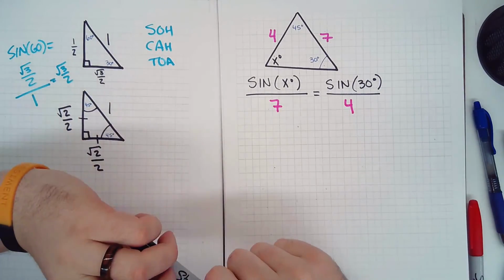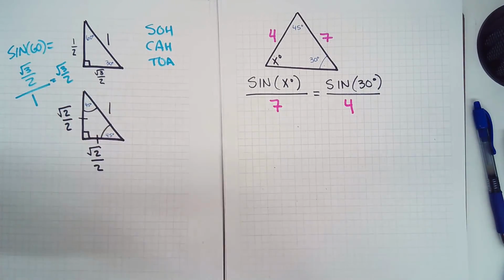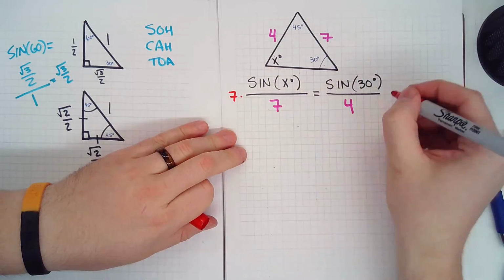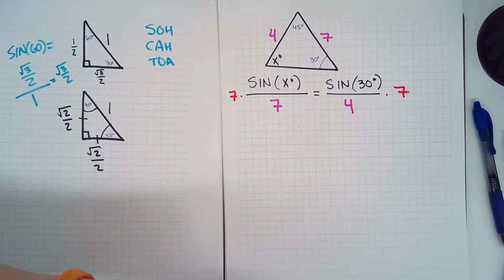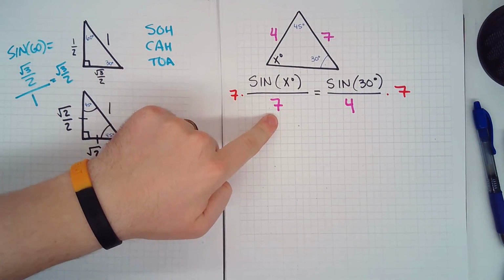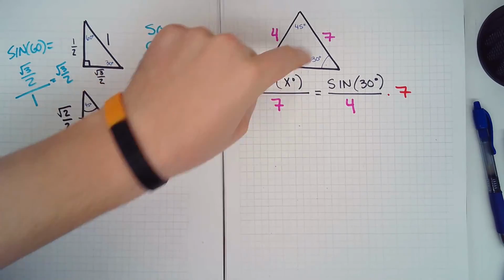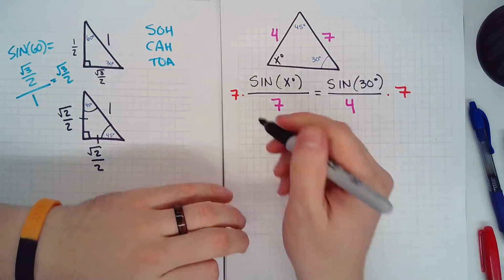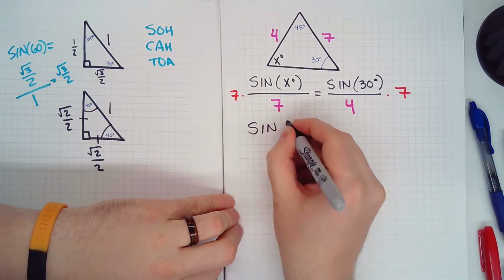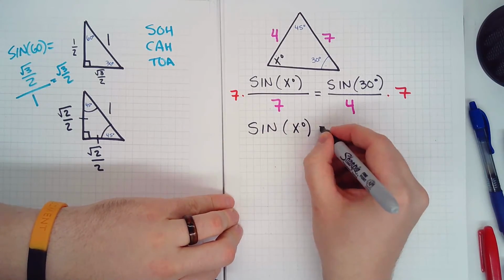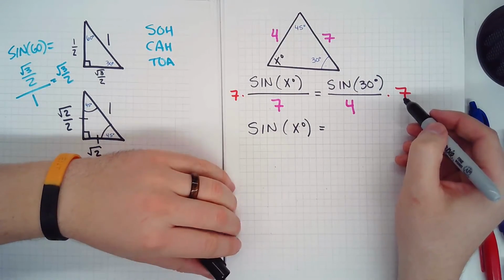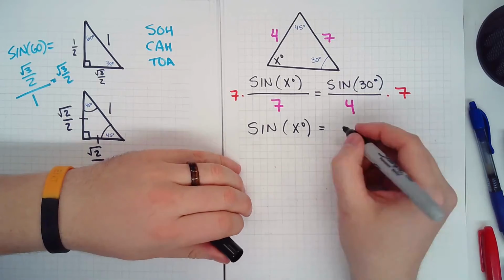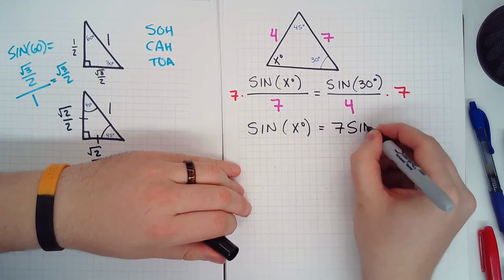That's always the first step. So we're going to multiply both sides by 7. And what that's going to do is 7 divided by 7 makes 1, and sine of x divided by 1 as well, it's just sine of x. So we didn't get rid of the sine. We'll get rid of that next. We did get rid of the 7. The 7 is now over here multiplying with the sine of 30. So we have 7 sine of 30, but it's still being divided by 4.